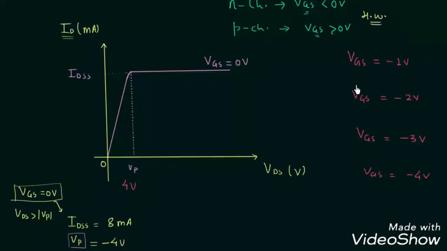You can see we are making VGS more and more negative. Why are we not making VGS positive? You have to tell me the effect when we make VGS more positive for n-channel JFET. Once you have your answer, post it in comment section.